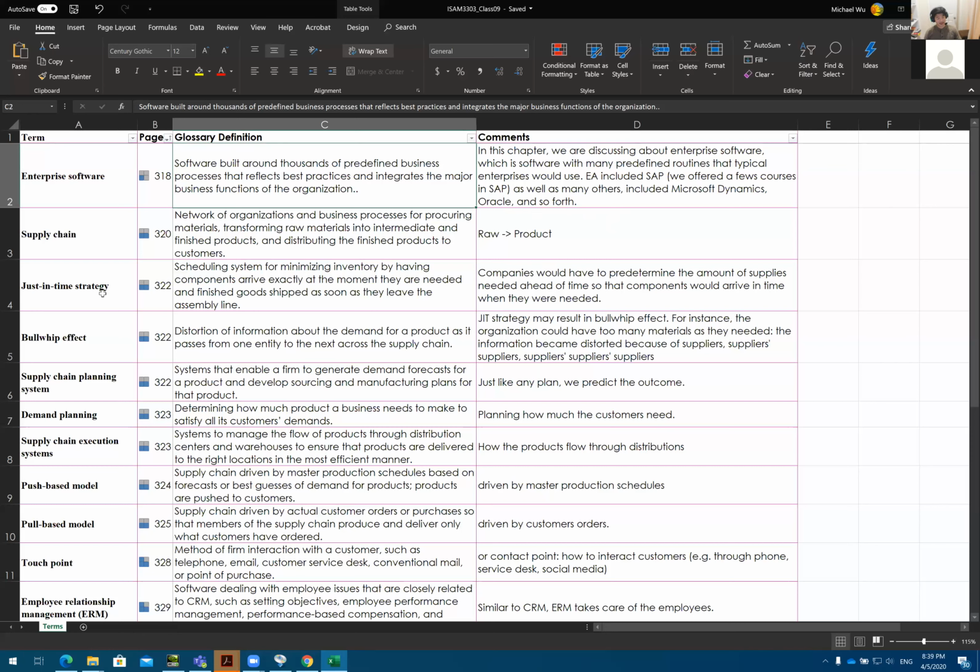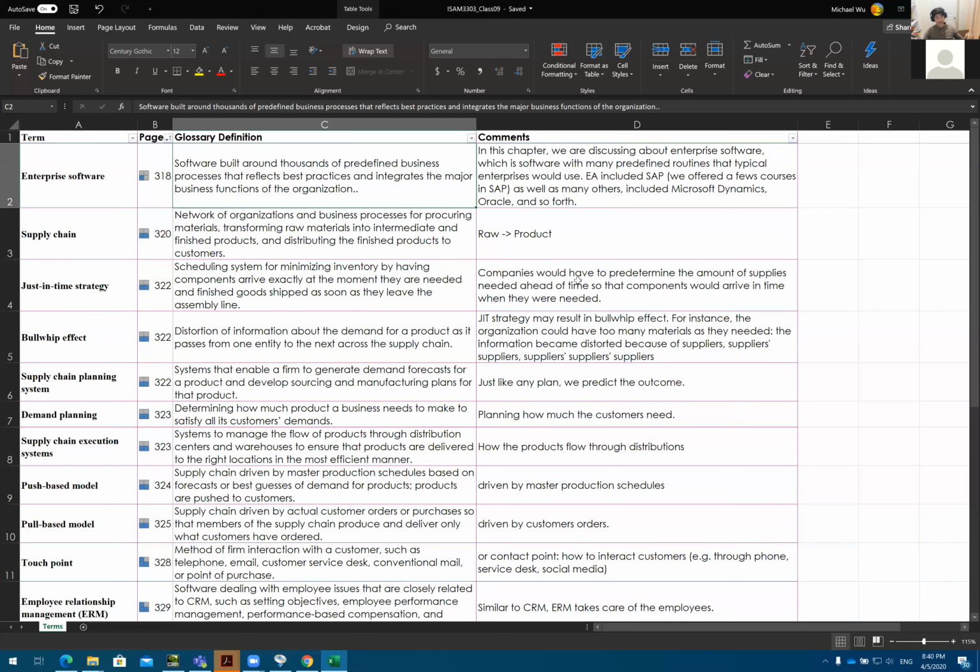JIT, or just-in-time strategy, allows companies to make the product as soon as possible, as long as they are able to predetermine the amount of supplies needed ahead of time, so that they can easily create the product they need. So that's a strategy. However, the problem with this strategy is that it's possible that the company gets too many supplies.